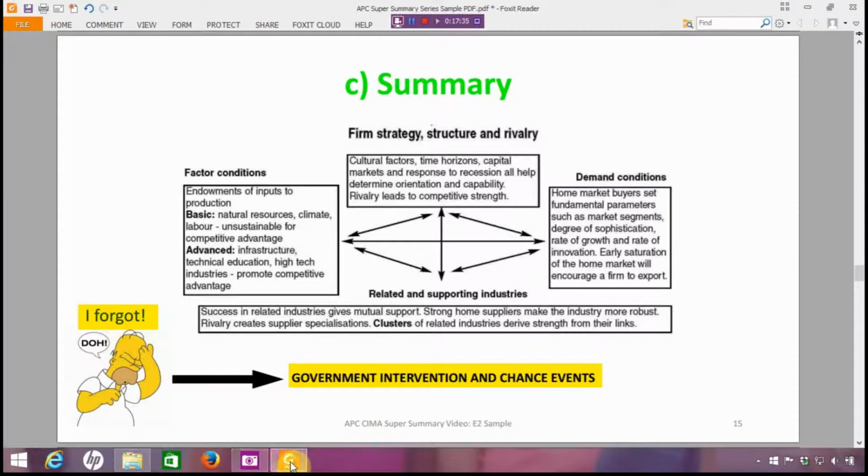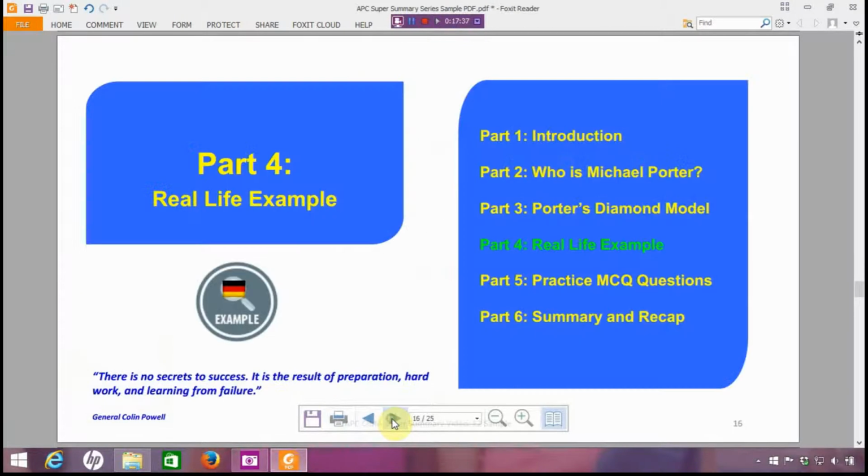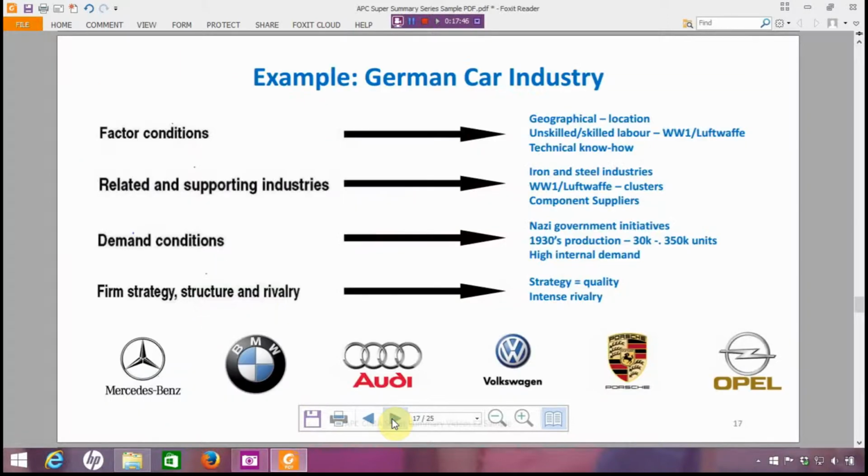Okay, so the key thing in relation to the model as mentioned is learn the elements of it. Apply it to as many questions as you can and really repeat that process. So moving on from there, in terms of the real life example, now I've mentioned Germany, and I think that's probably the best example that we could use in this particular case.